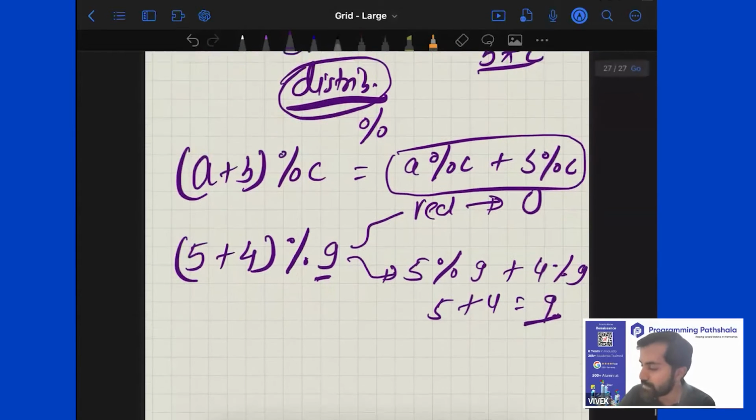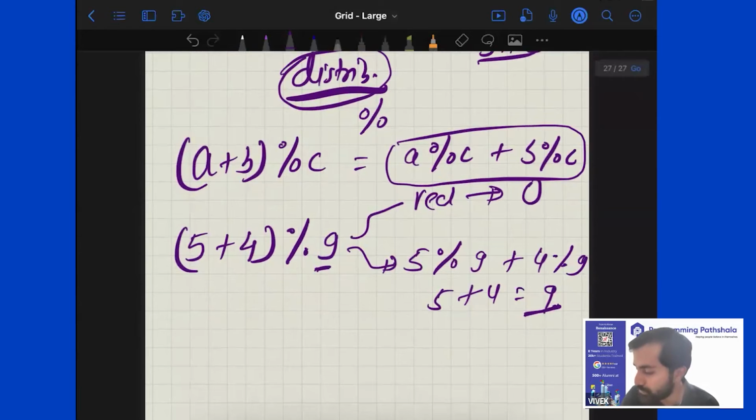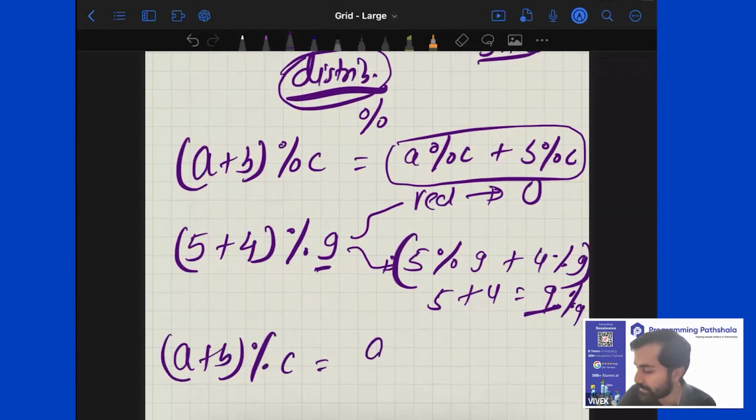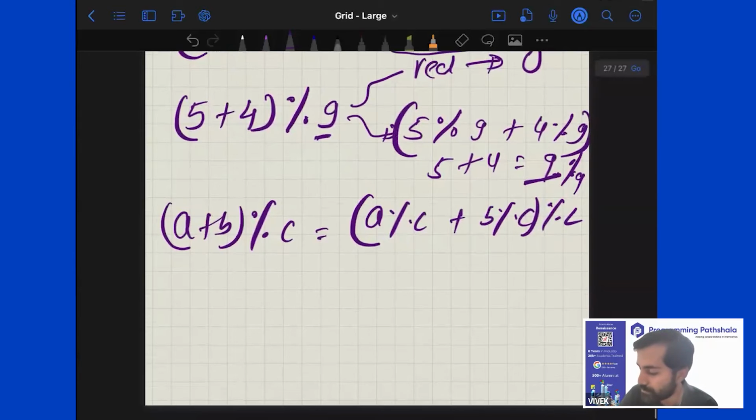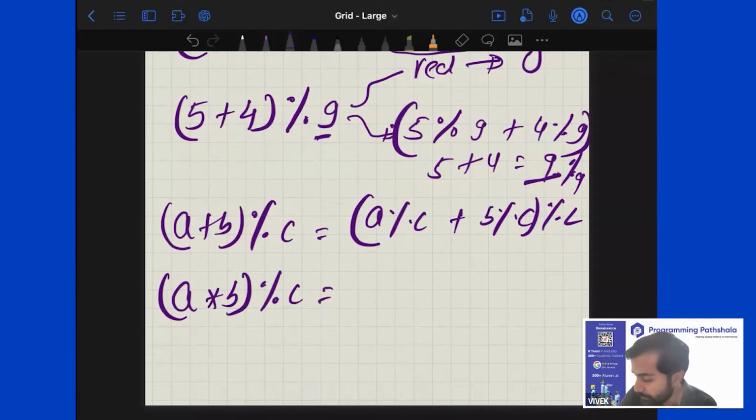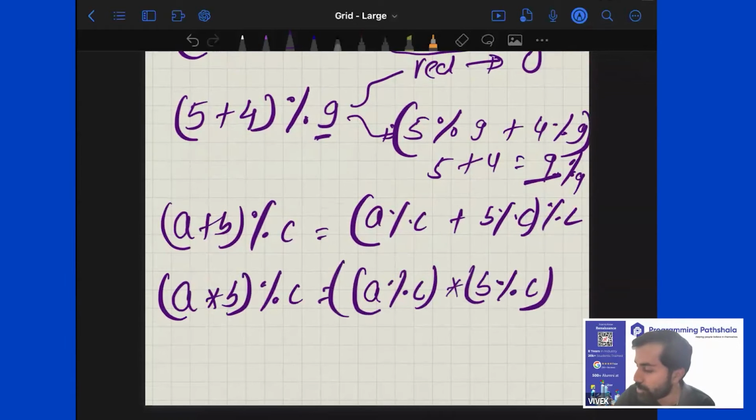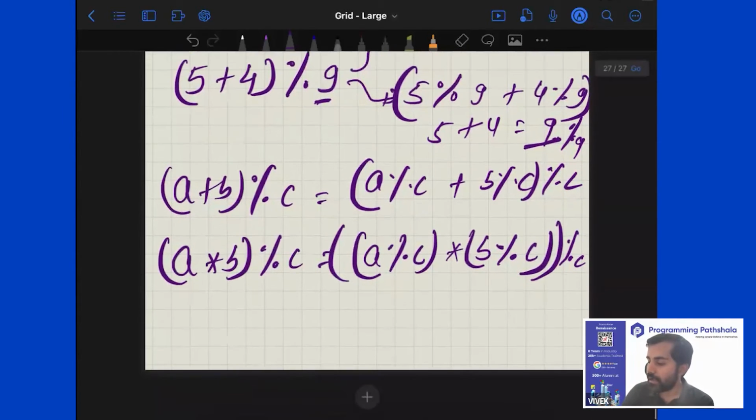So the rule says, again, I'll not go into the proof of it, but the rule says to take one final mod also. Take one final mod again with 9. So it basically says A plus B mod C has to be written as A mod C plus B mod C, whole mod C. As simple as that. And the same thing is true for multiplication also. If you want to do A multiplied by B mod C, first you have to distribute. You have to do A mod C times B mod C, and then take one final mod with C again. Right?